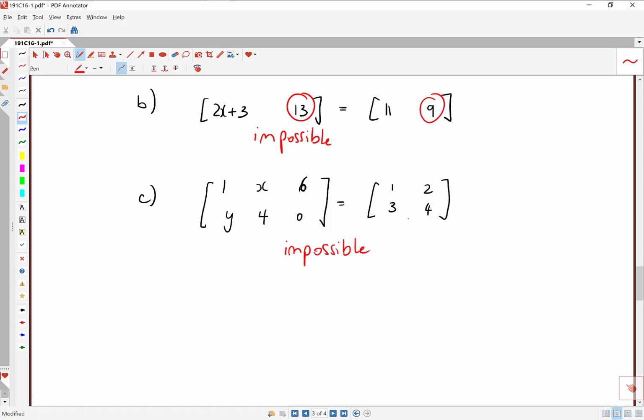So that's a short introduction to matrices, and we'll explore them further throughout Chapter 16 and use them to solve systems of equations.